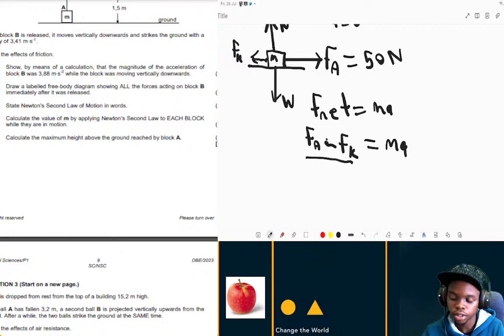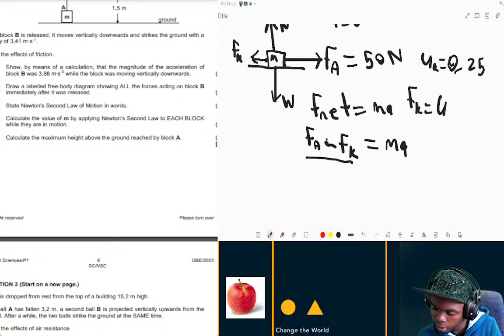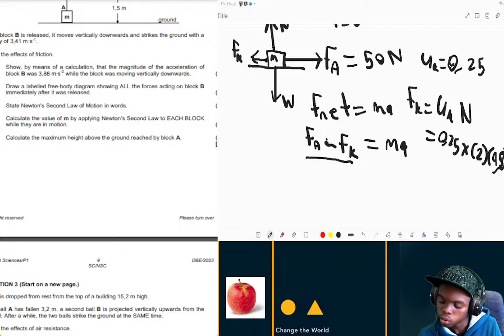I had a coefficient of friction, maybe 0.25. In this case, your normal force will just be equal to your weight. So then I will have my Fk equals my coefficient of kinetic friction times the normal, which will be 0.25 multiplied by your mg. My mass is 2 kg, so it will be 2 times 9.8, and then you'll get the answer.